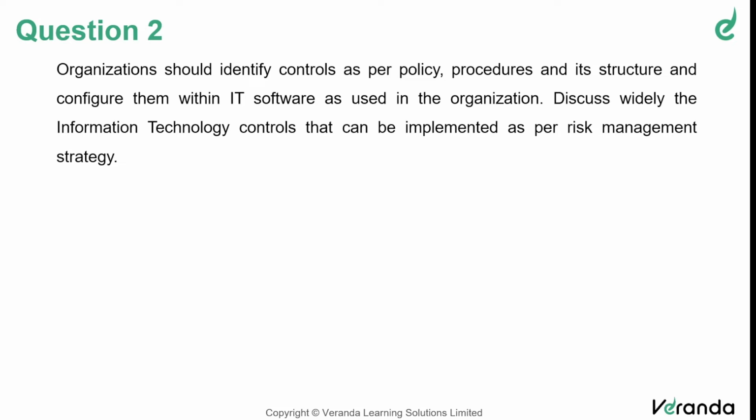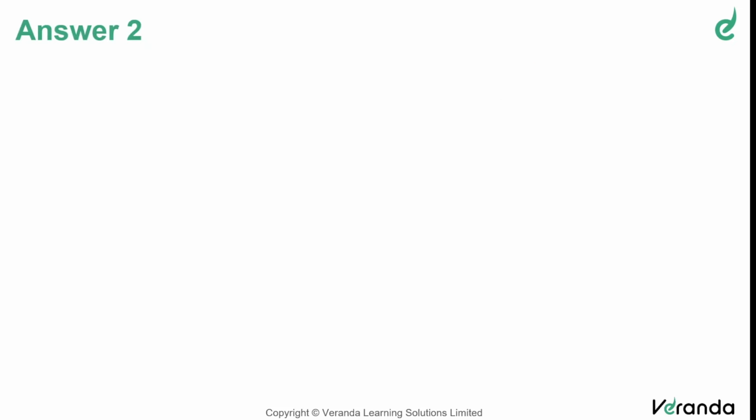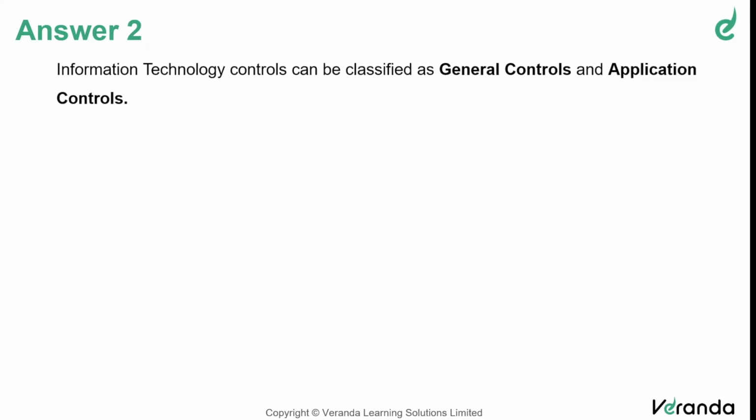One is the broad control, which is known as general control, ITGC, Information Technology General Control. Now I want you to know two things. ITGC means general controls. General controls means applicable throughout the organization and for all types of systems, and in all functions. They are general controls.